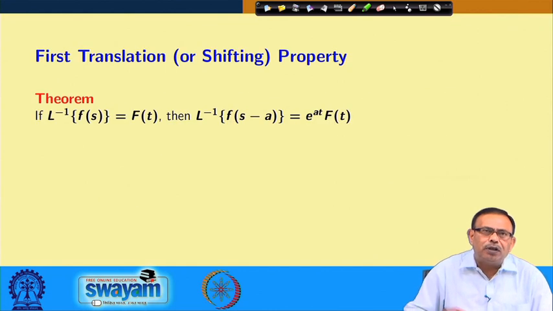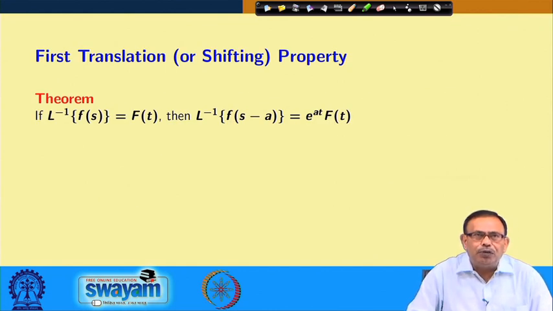The first property, which we call the first translation or shifting property, is: if Laplace inverse of F(s) equals f(t), then Laplace inverse of F(s minus a) equals e power a t into f(t). That is, if s is shifted from s to s minus a, then e power a t will be multiplied in the function.